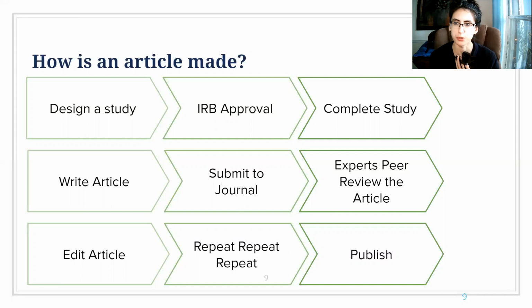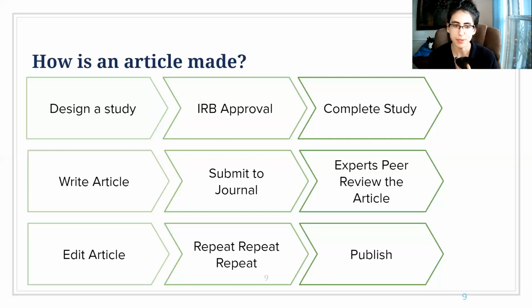Once you have that approved, you have to complete your study. And once you've done that, you can write your article and then submit it to your journal. Once you've submitted it to the journal, it's going to go through that peer review process. That's where other experts in your field are looking over the article to make sure that it references everything correctly, it had a good sample size, and you drew accurate conclusions, just making sure that the research overall is sound.